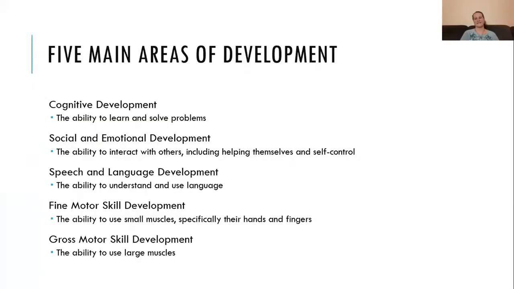So there are 5 main areas of development: cognitive development, which is our ability to learn and solve problems, and social and emotional development, which is our ability to interact with others, including self-control in terms of our emotions.